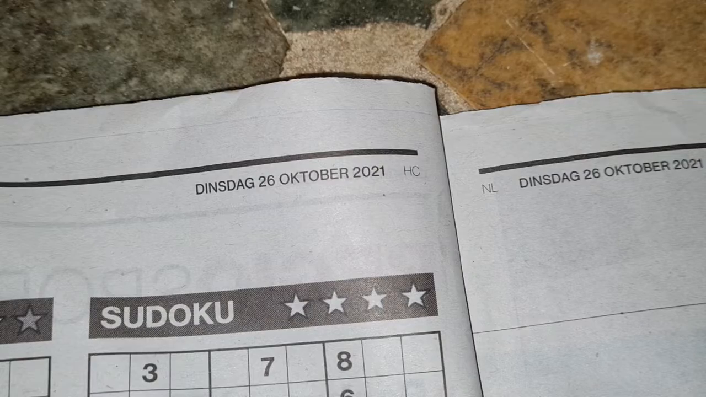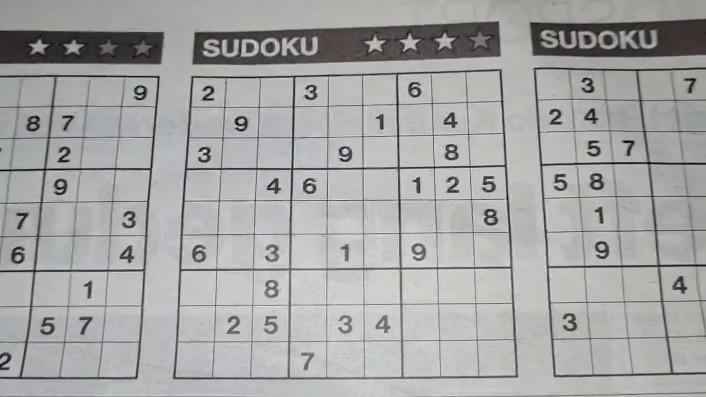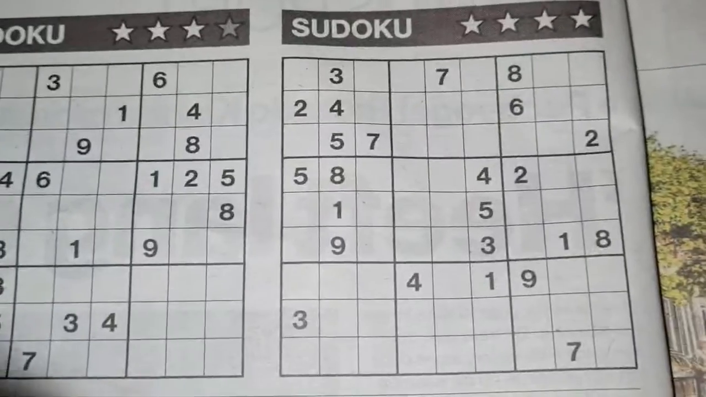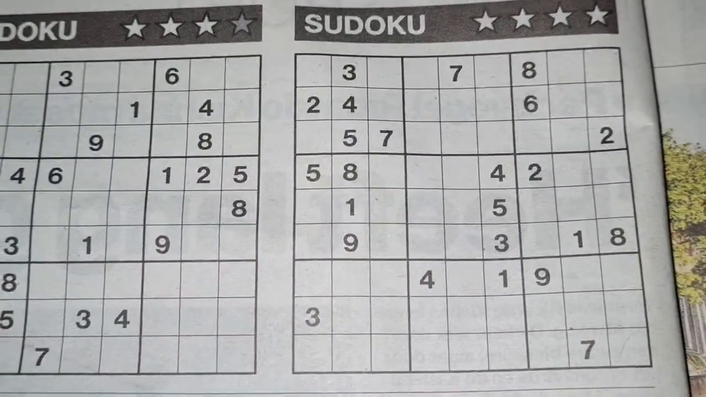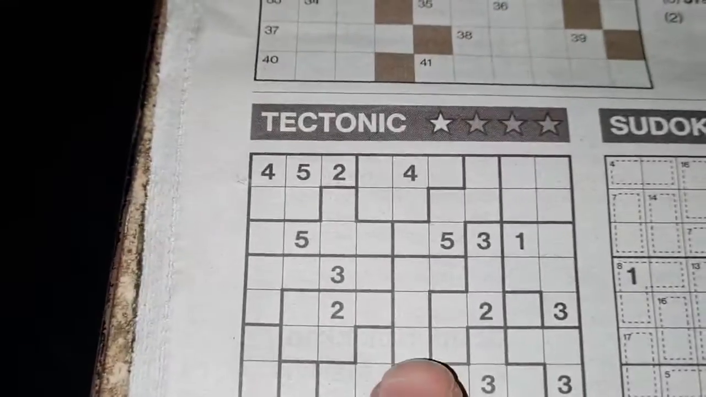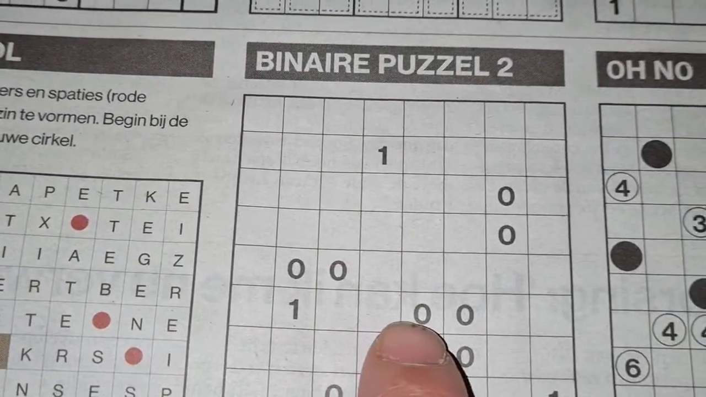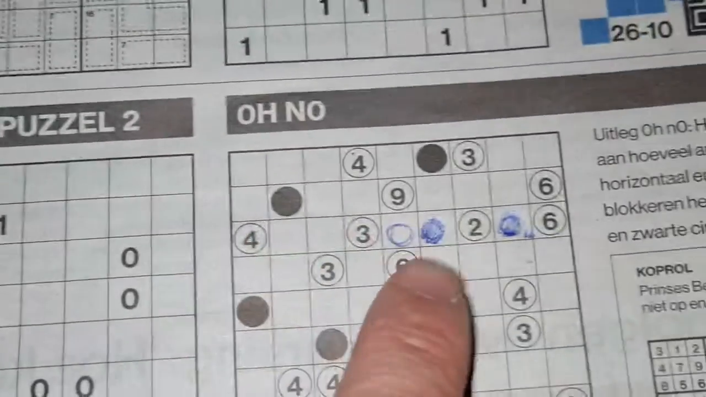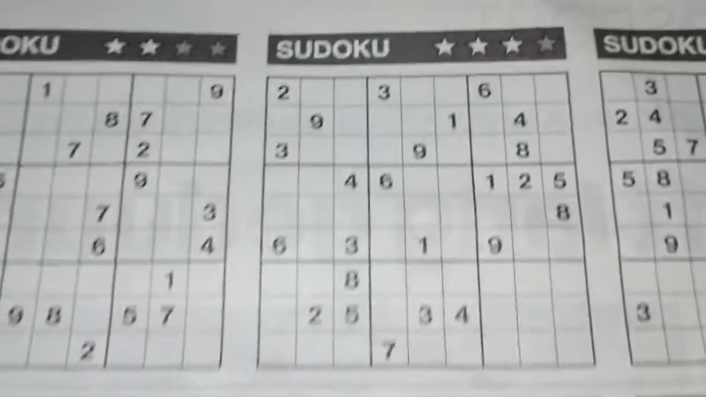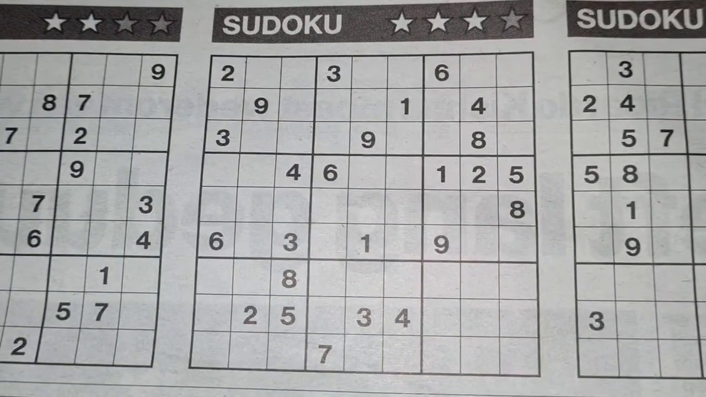Nine, yes. The first one is a 1 star. Second one a 2 stars. The third one a 3 stars. The fourth one a 4 stars. Then we have a tectonic with 4 stars, a tectonic with 1 star, a killer Sudoku, binary puzzle number 1 and binary puzzle number 2. Those two puzzles I'm not interested in. So a total of 9 extra puzzles, and I won't do them all.